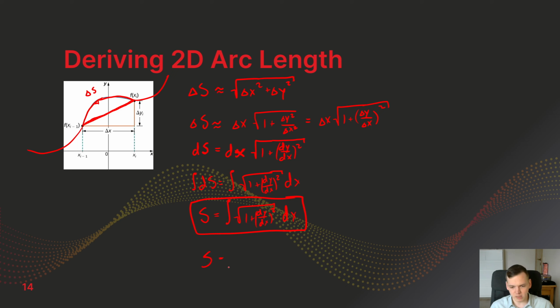Another way of expressing this, if you want, is like so: 1 plus f prime of x squared. And notice it's the derivative and then that is squared, it's the square of the derivative, not the derivative of the function squared. So that's in 2D, if you've got y as a function of x.